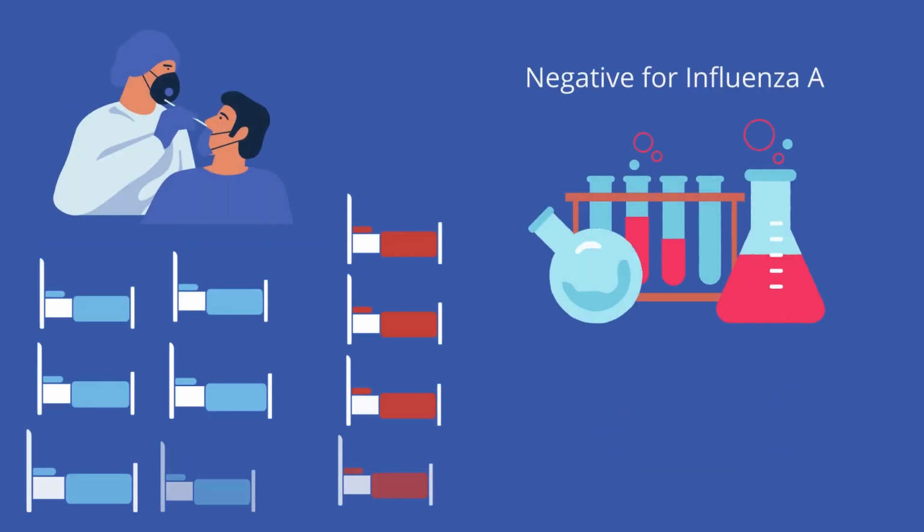All 10 symptomatic residents are swabbed for COVID-19 and the allowable amount for multiplex. 4 of the symptomatic residents have direct antigen tests done for influenza A, all of which come back negative.